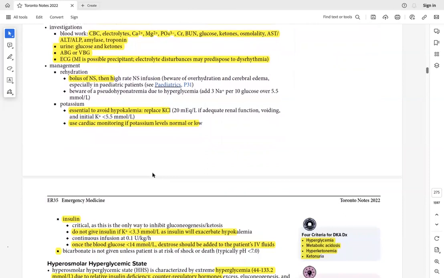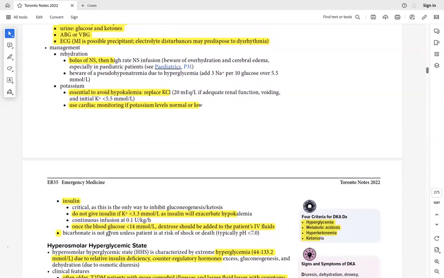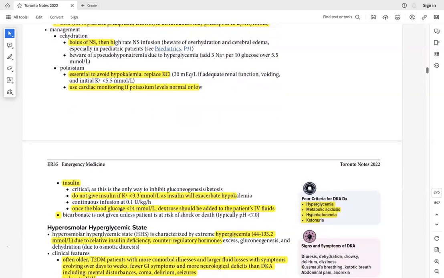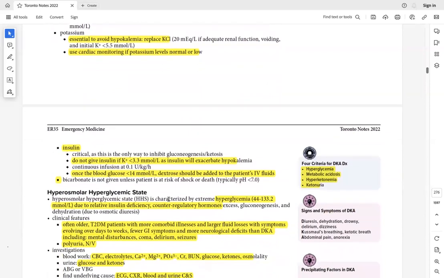But if the potassium levels are less than 3.3, then we do not start insulin. First, we will correct the potassium levels. After that, we will start the insulin. And once the blood glucose level is less than 14, then we will add dextrose along with normal saline.